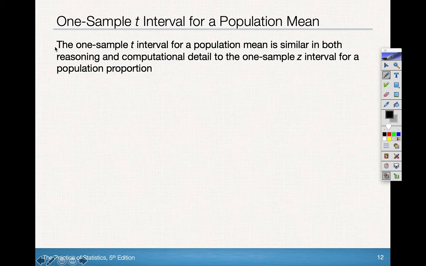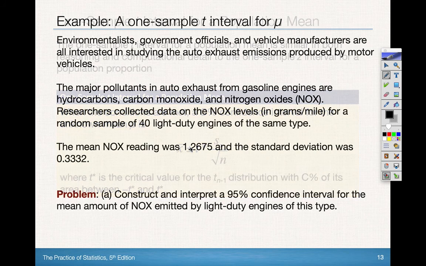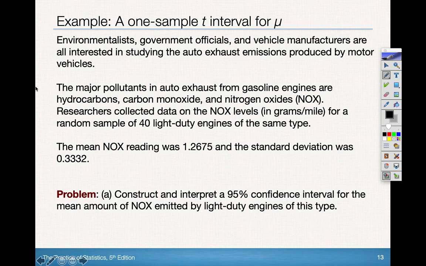Here we go. The one sample t interval for a population mean is similar in both reasoning and computational detail to the one sample z interval for a population proportion, but we just substitute in the new stuff, meaning the confidence level gets us the t star, standard deviation, point estimate. We drop the negative off t star because the plus minus handles it. Here we go. An example. Let's see how to do this together.